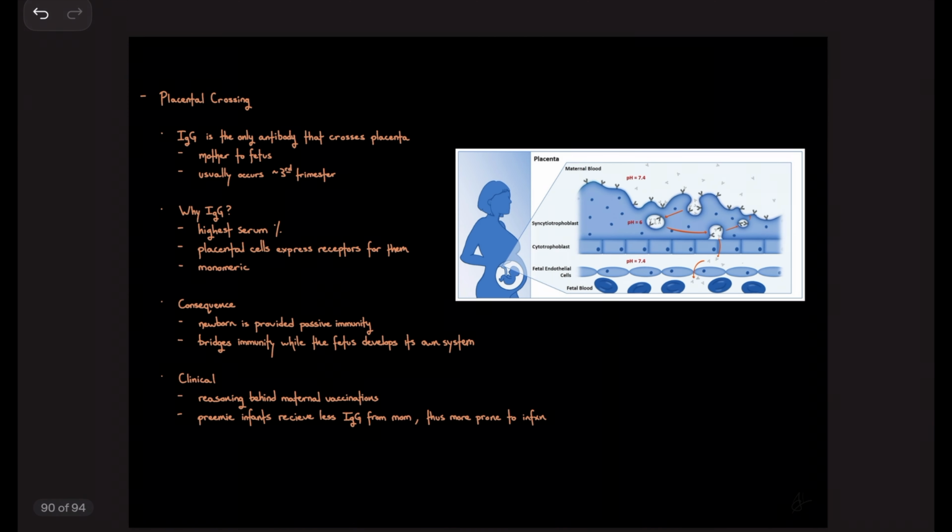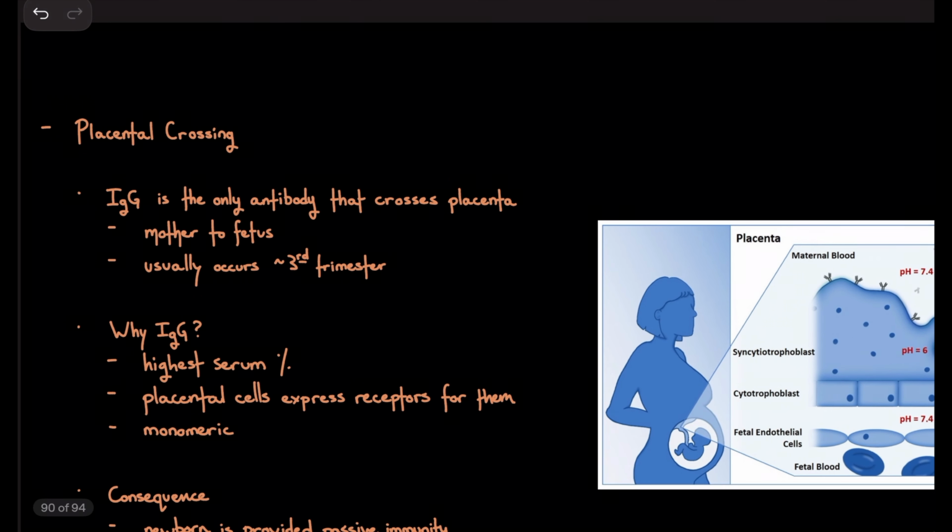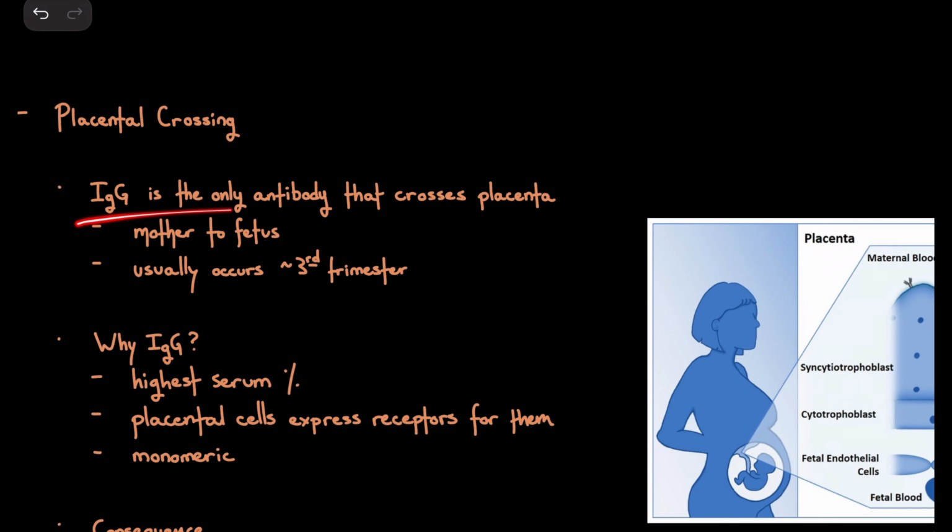All right, last but not least, IgG is the only antibody that crosses the placenta. So from mom to baby. And this is usually occurring in the 3rd trimester. All right, so keep that in mind.